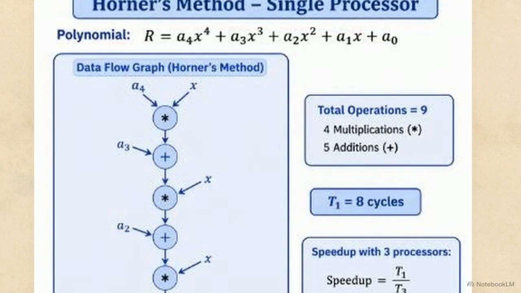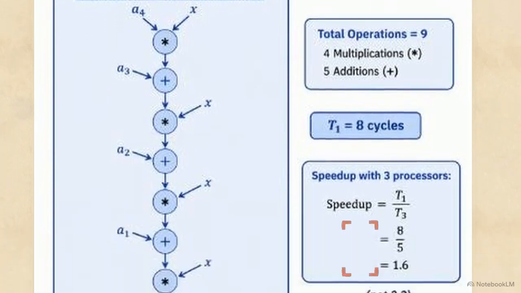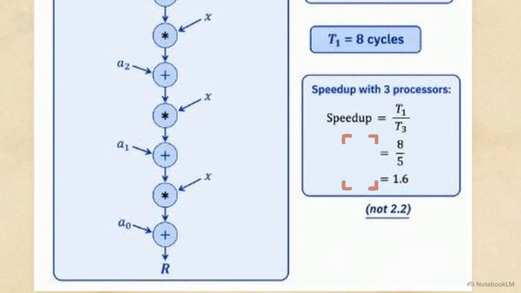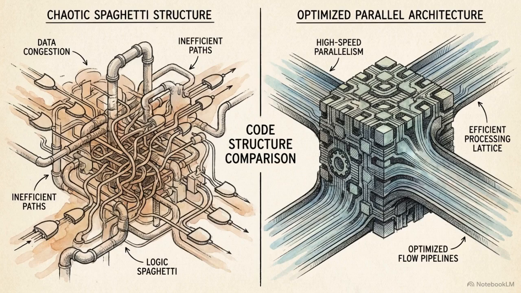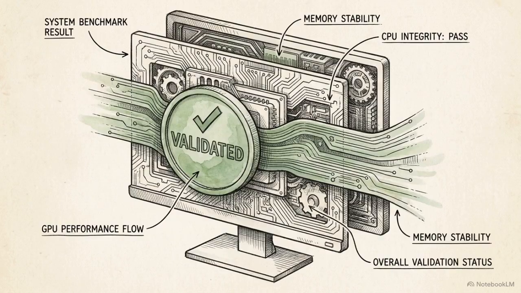We have to recalculate our speedup against this optimized algorithm. We take the true baseline of 9 operations and divide it by our 5-cycle parallel time. The actual parallel speedup is 1.8. By using an unoptimized 11-operation baseline, the initial test created an illusion of 22% more efficiency. The hardware didn't do the work faster, the sequential test was just poorly written.